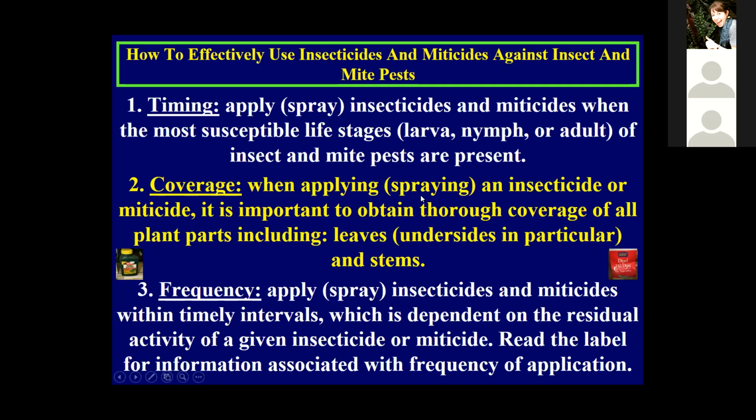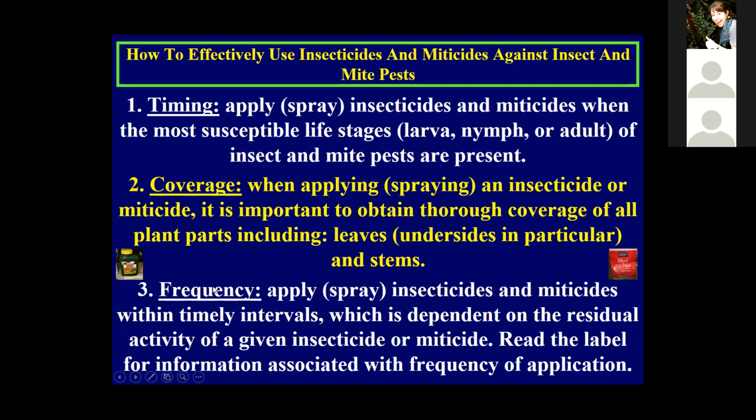Number 2 is coverage. When applying or spraying an insecticide or miticide, it is critical and important to obtain thorough coverage of all plant parts, but primarily the underside of the leaves and the stems, because that's where most insect and mite pests are located. And number 3 is the frequency. You want to apply your insecticides and miticides within timely intervals, which is dependent on the residual activity of a given insecticide or miticide. So what that means is if you're using like an insecticidal soap with very short residual activity, you're going to have to apply it more frequently than you would another insecticide that has maybe 4 weeks residual, okay? And that information is on the label. So you want to read the label and follow directions associated with frequency of application. So again, it's timing, coverage, and frequency.